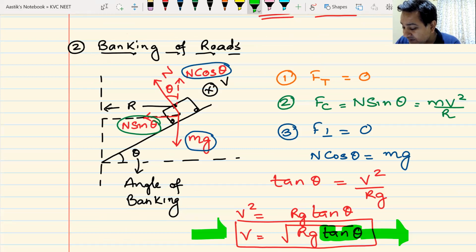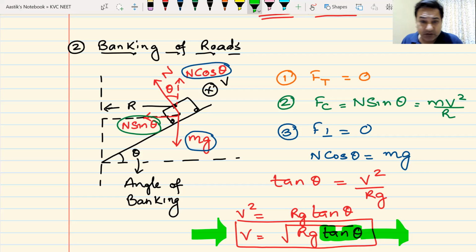The final answer in this case is the maximum velocity by banking of road is root over rg tan theta. The maximum velocity by friction only is root over mu s into rg. That is all you need to remember in this turning of roads. Turning of vehicles on road. That is what you need to remember.